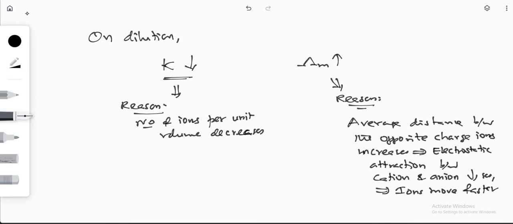So why does molar conductivity increase on dilution? The reason is when you dilute the solution, ions spread out. Therefore, the average distance between the opposite charge ions increases. Because of that, electrostatic attraction decreases. If electrostatic attraction decreases, ions move faster. Ions move freely. Yes, note down.